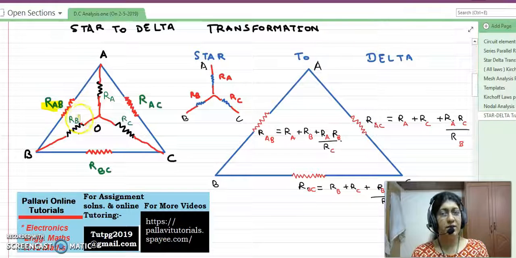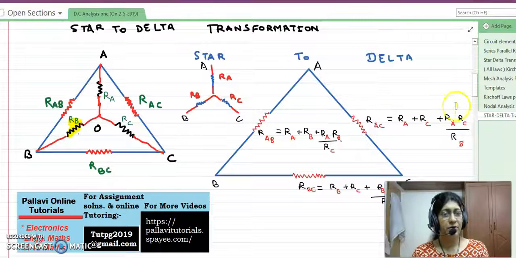Rab is equal to the sum of Ra plus Rb plus the product of Ra and Rb upon the third resistor, that is Rc. I repeat, Rab is equal to the sum of Ra plus Rb, plus the product of Ra and Rb upon the third resistor Rc. Similarly, what can you say about Rac? Rac is connected to two resistors Ra and Rc. Rac is equal to Ra plus Rc plus the product of Ra and Rc upon the third resistor, that is Rb.